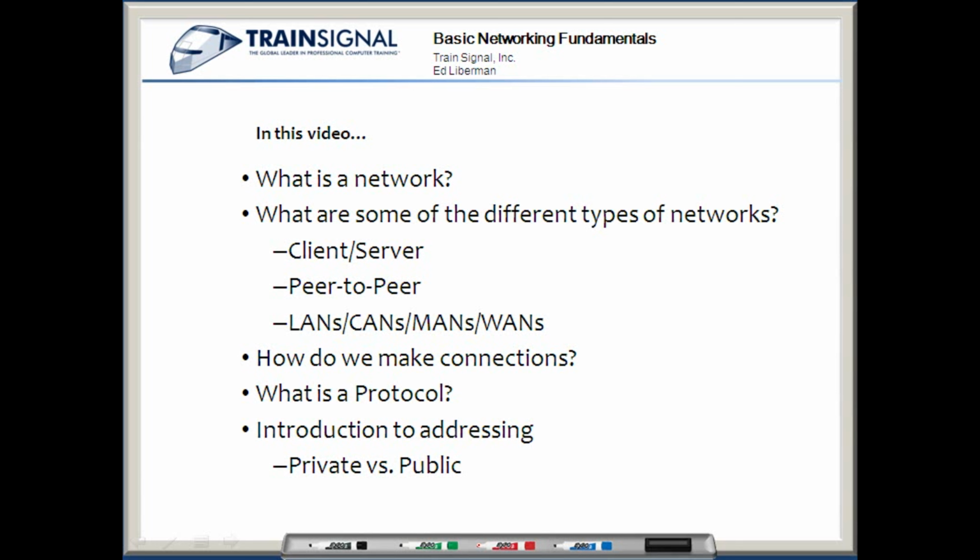Then we'll see how we actually make connections. We'll take a look at something called media, which is used to connect networks. We'll take a look at something called a protocol, and we'll see what that is. And then we'll wrap things up by giving you a high-level overview of the concept of addressing.